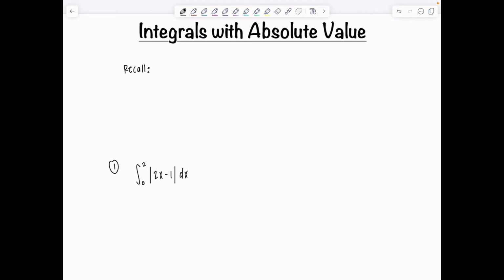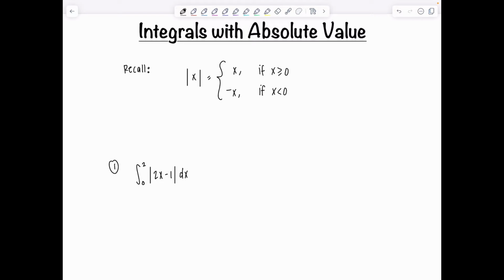In this video, we're going to look at how to solve integrals that involve absolute value. So first, we're going to go to our building block. That is the piecewise definition of the absolute value function. If you'll recall, we define the absolute value of x as follows. It's equal to x if x is greater than or equal to 0, and it's equal to negative x, or the opposite of x, if x is less than 0.